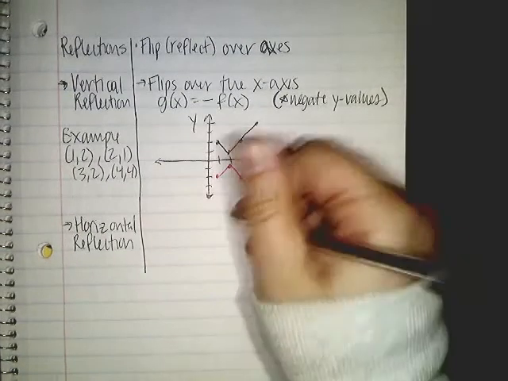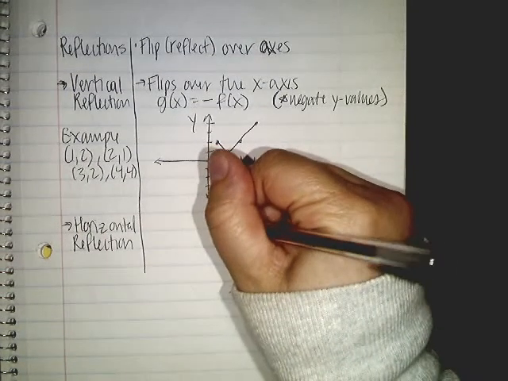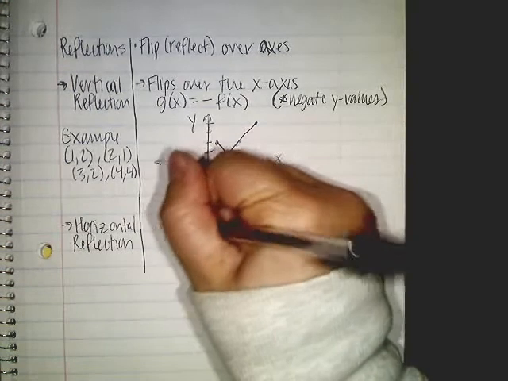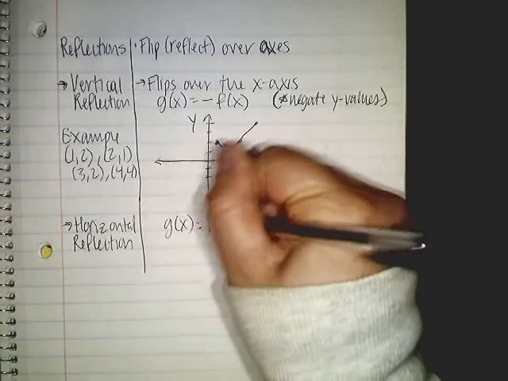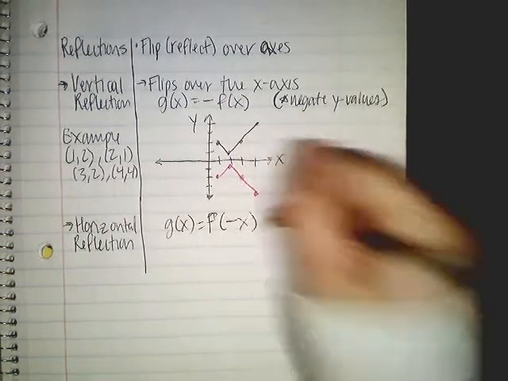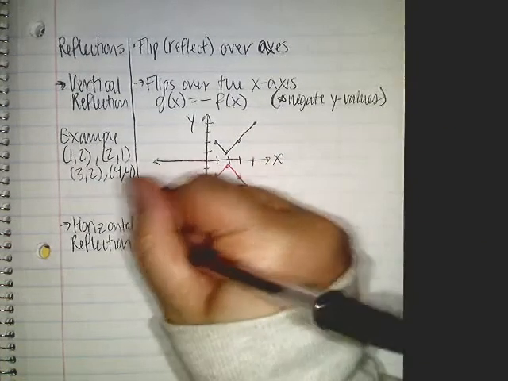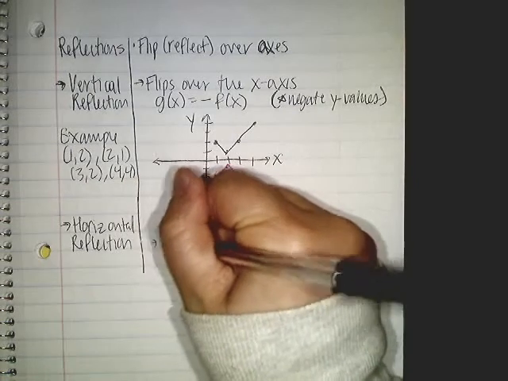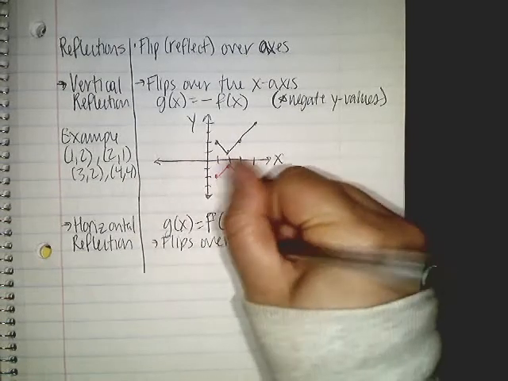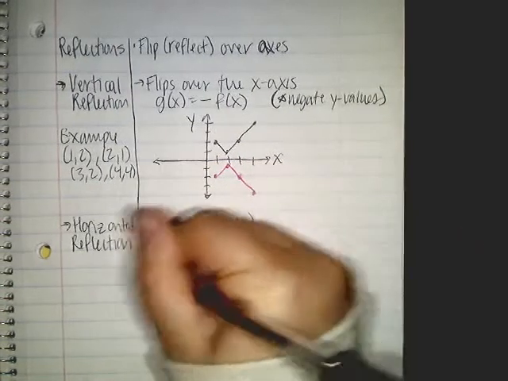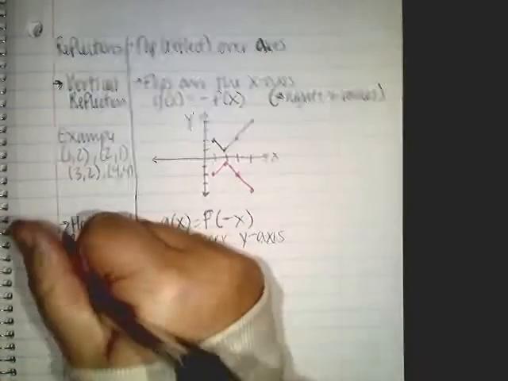So for this one, it's going to be written g of x equals f of negative x. So it's written slightly different, and this one flips over the y-axis.